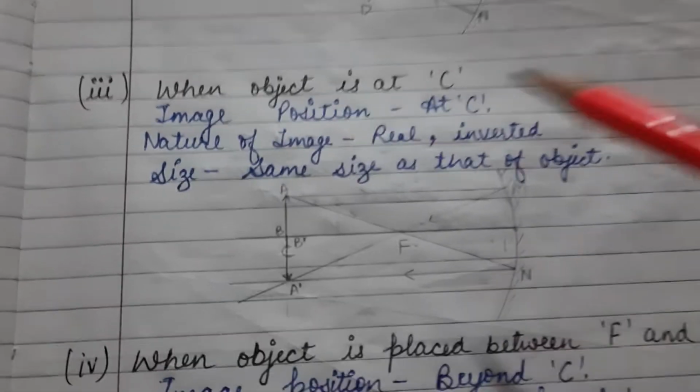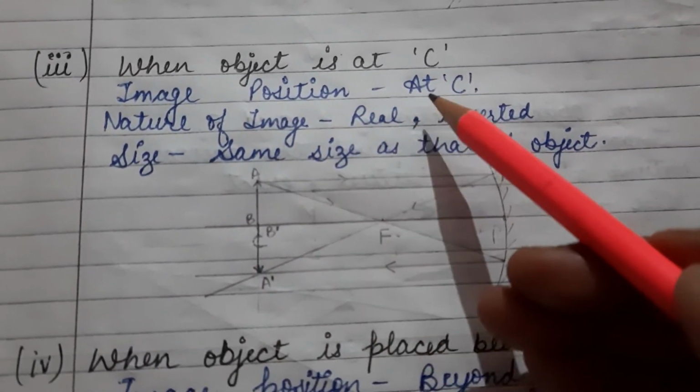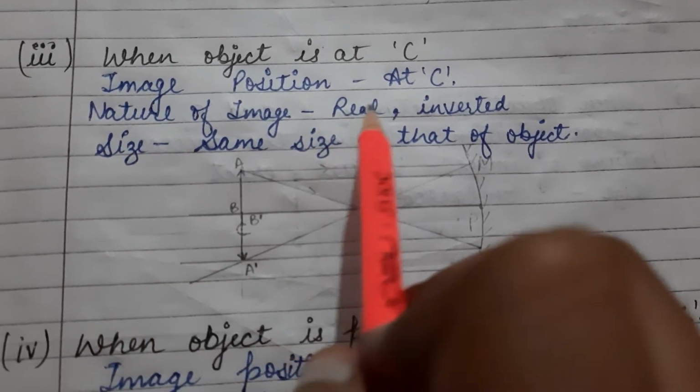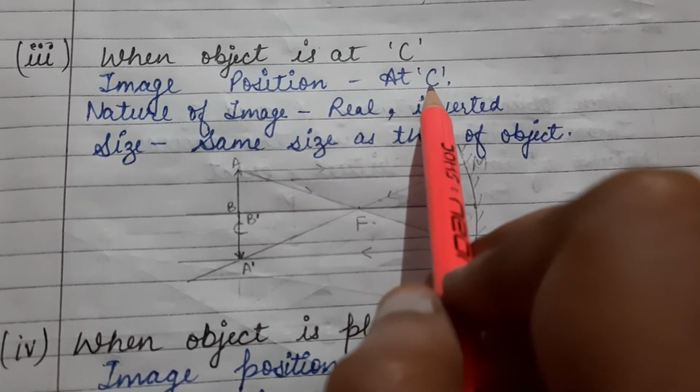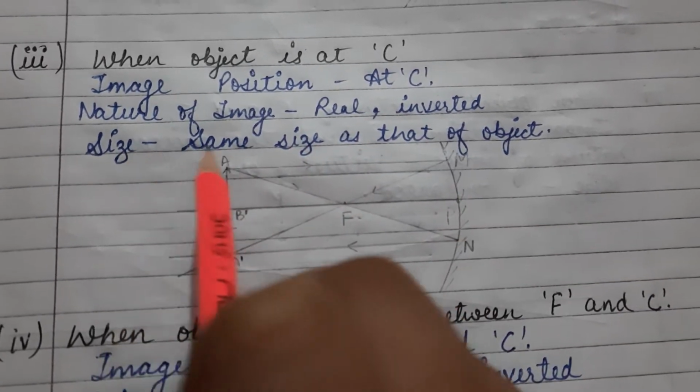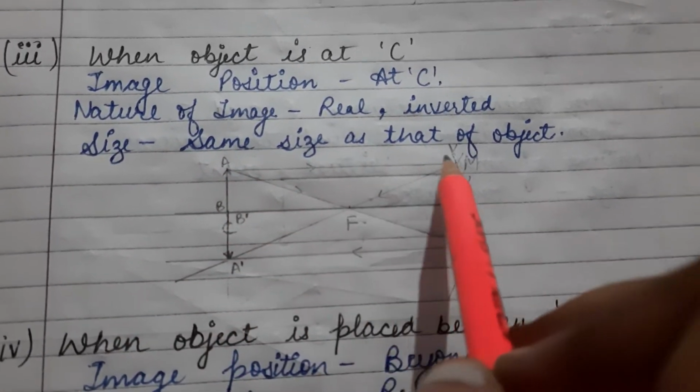The third case is when object is at C. C is center of curvature. So the image position will be at center of curvature. Nature of image will be real and inverted. Size will be same as that of the object.